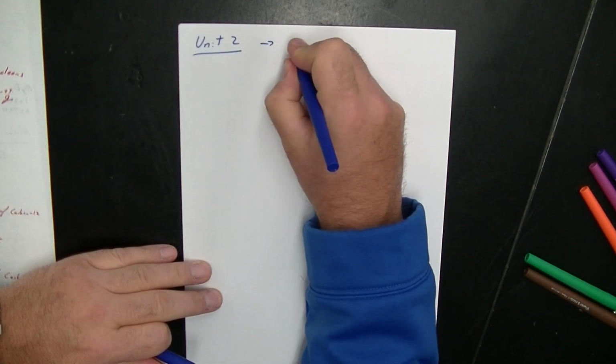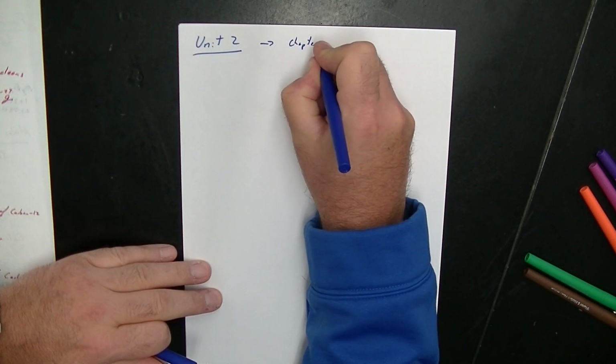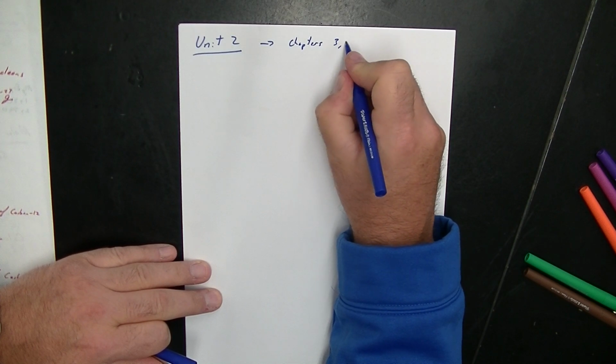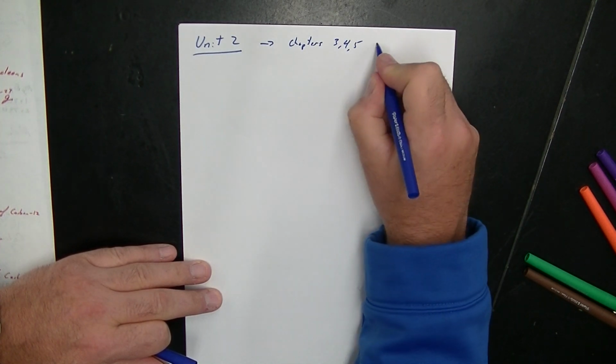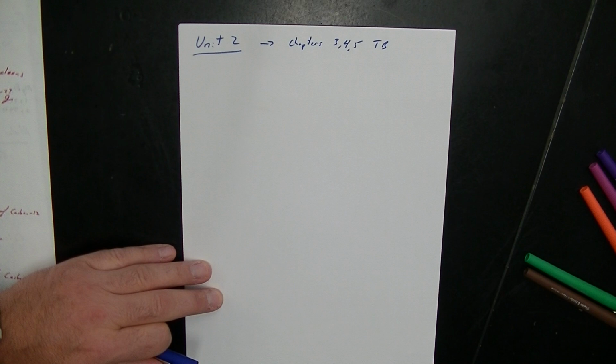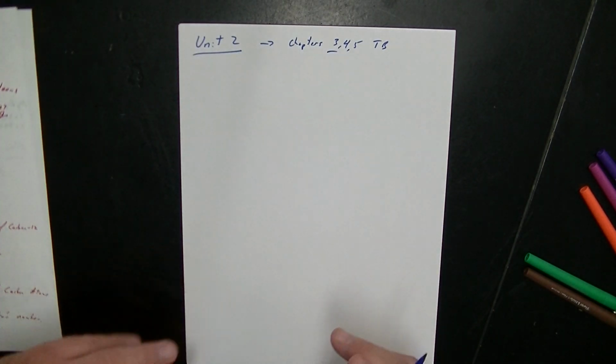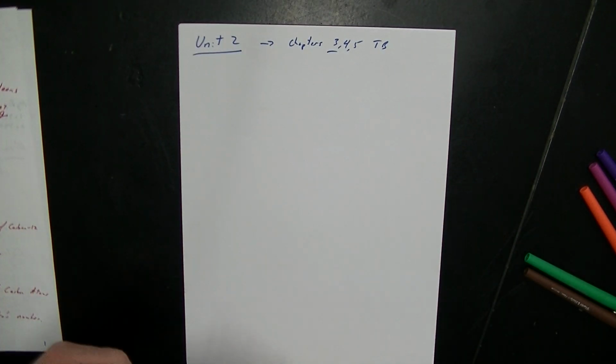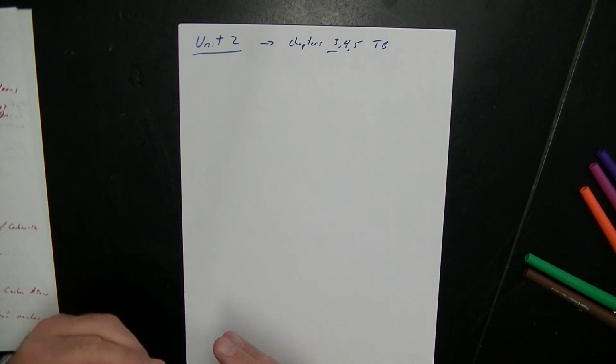Hi everybody. So we're going to start Unit 2. And in Unit 2 we're going to cover chapters 3, 4, and 5 in our textbook. Okay, so we're going to start with chapter 3 today. And we're going to start with some basics.